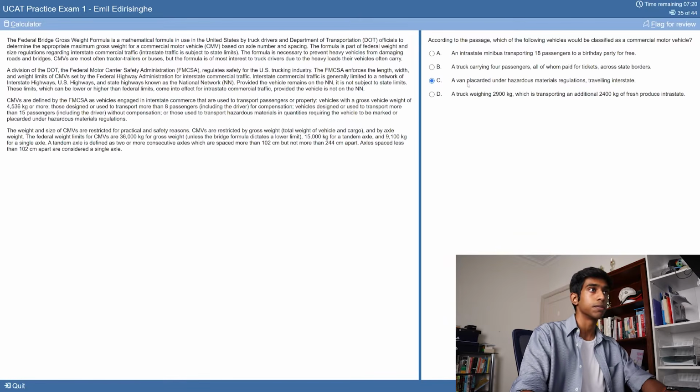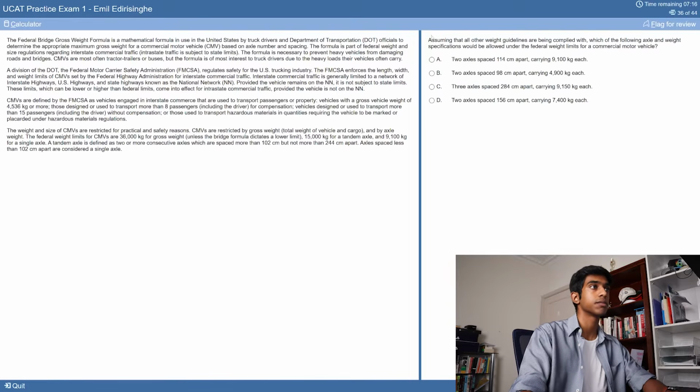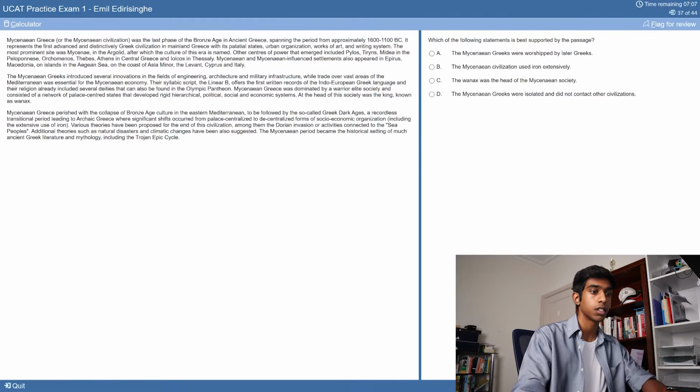I'm really not sure for this one. I'm just going to think it's C. Yeah, I'm probably not going to get this. Which of the following statements is best supported by the passage? Okay. I have around 4 passages left, I think.